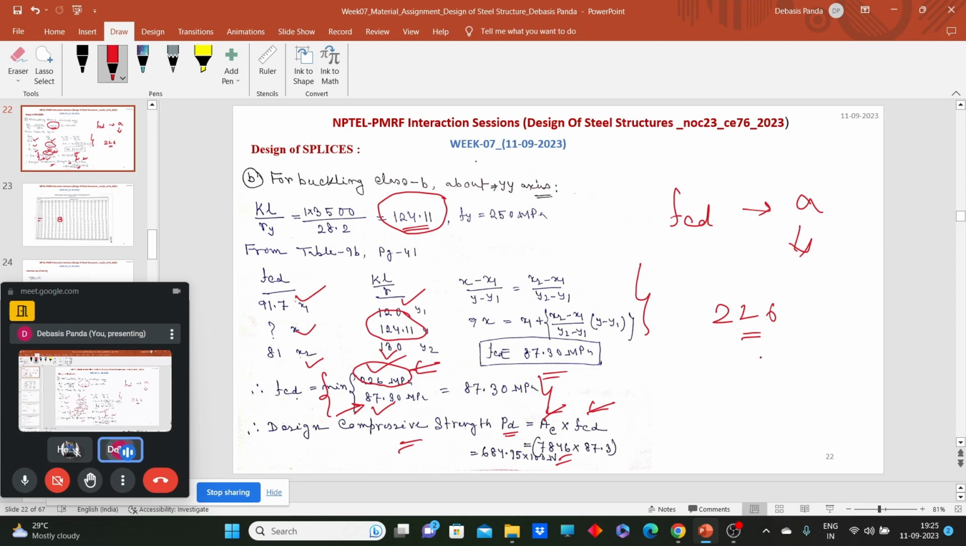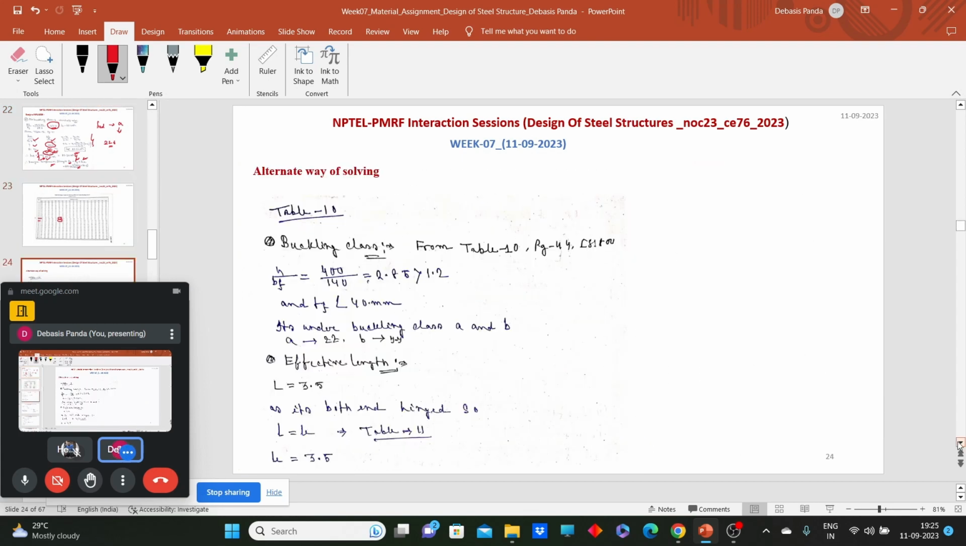So by this way, using the tables given in 9A to 9C, we can calculate the value of FCD. Now we will go with the codal formula. For the codal formula also, first we need to find out the buckle class. It's the same problem. We have found that about its major axis it comes under buckle class A, and about its minor axis it comes under buckle class B. Effective length we have calculated earlier. It's a hinge end, that means the effective length will simply be the length.